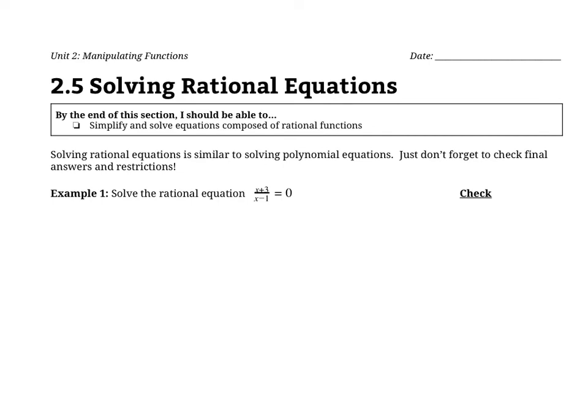How do we solve an equation that looks like this? It's a rational equation because it has a polynomial in the numerator and the denominator. For all types of equations like this, solving them is very similar to solving polynomials actually. It's just going to take a little bit of algebra, but we need to be a little bit more careful with our restrictions, especially what happens in the denominator.